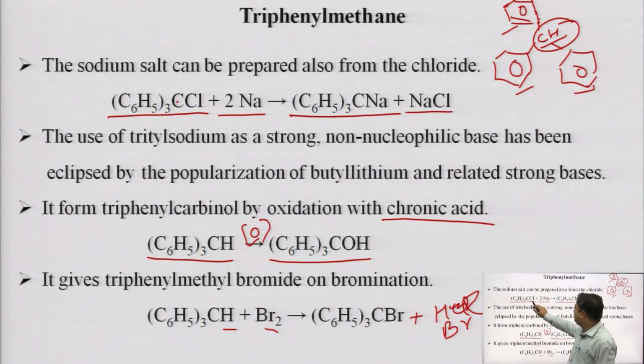Here you can see that the hydrogen is replaced by sodium metal and we get the sodium salt of triphenyl methane. Then oxidation by chromic acid occurs and we get triphenyl carbinol as an oxidized product, a very important molecule. Halogenation can also occur: when triphenyl methane reacts with bromine, we get monobromo substituted triphenyl methane along with 1 mole of HBr.